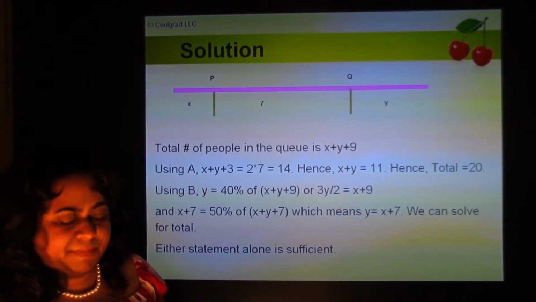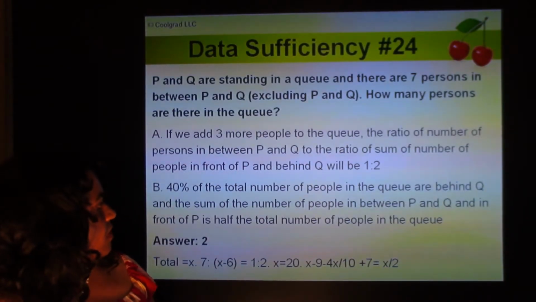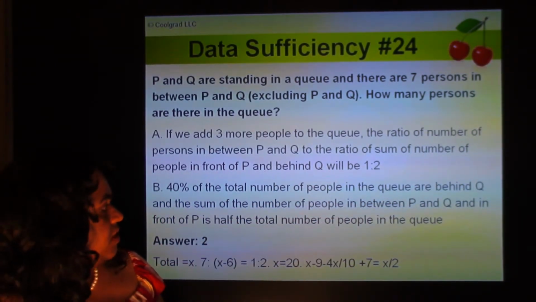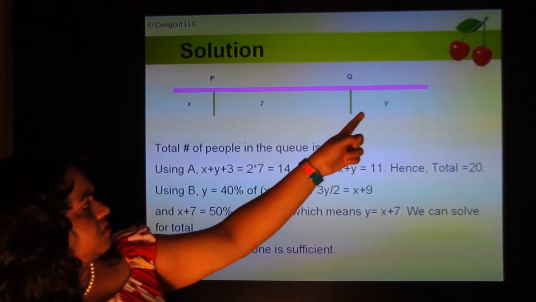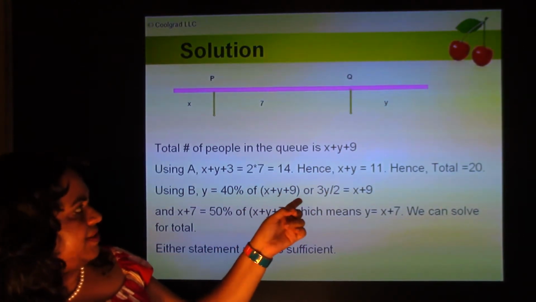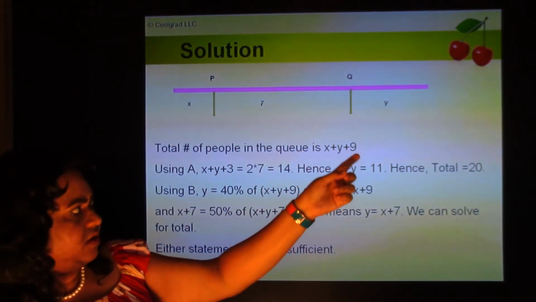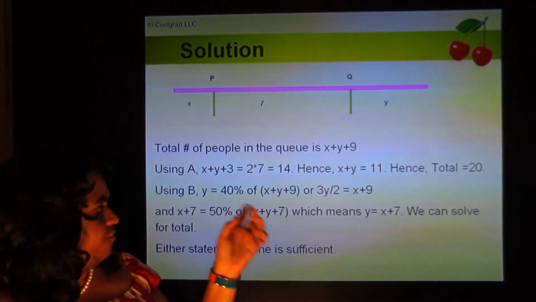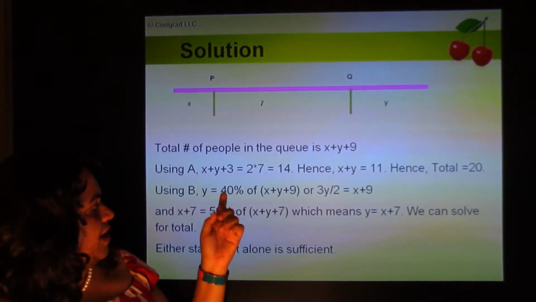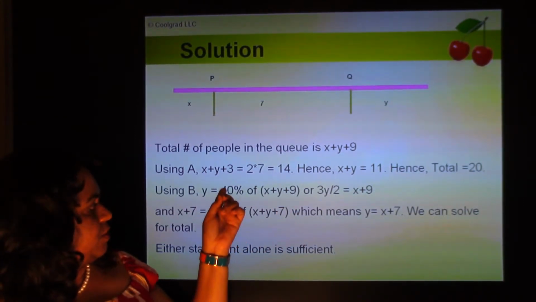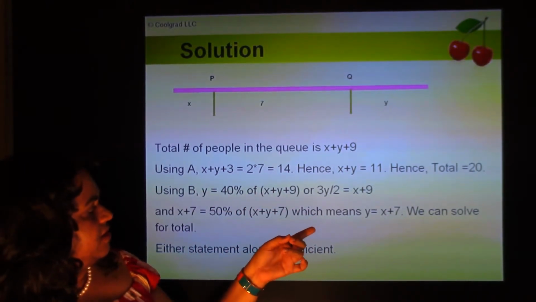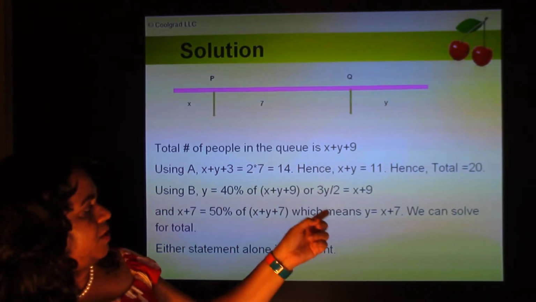Now let's try using statement B alone. 40% of the total number of people in the queue are behind Q. So that means Y is equal to 40% of X plus Y plus 9. Total is X plus Y plus 9. 40% of that is Y, right? So Y is equal to 40% of X plus Y plus 9. So if you solve this equation, you get, so this is 4 by 10, that's nothing but 2 by 5. So you get 5 by 2 Y equal to X plus Y plus 9. So if you take Y on the other side, you get 3Y by 2 equal to X plus 9.